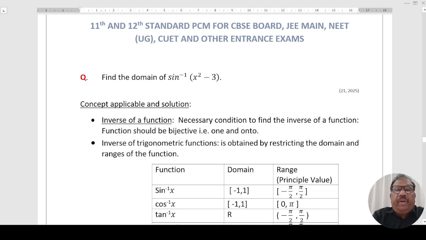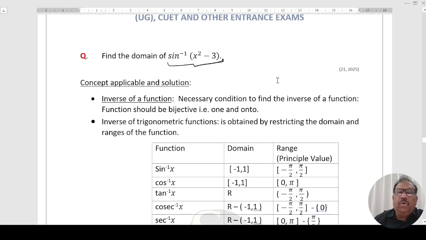Question is, find the domain of sine inverse of x square minus 3. It is an inverse trigonometric function. What will be the domain of sine inverse x? It should be minus 1 to 1.